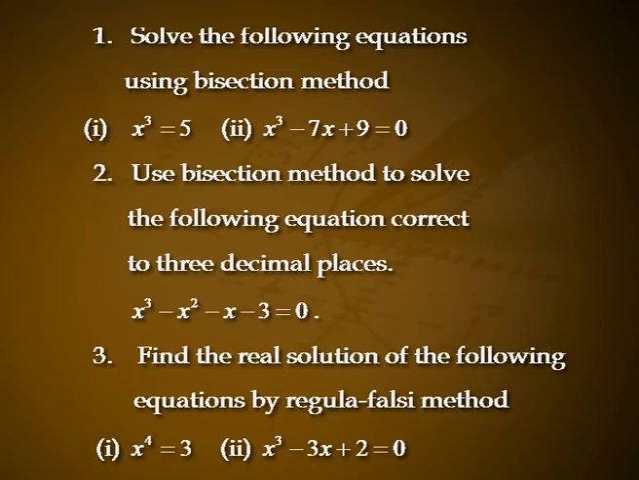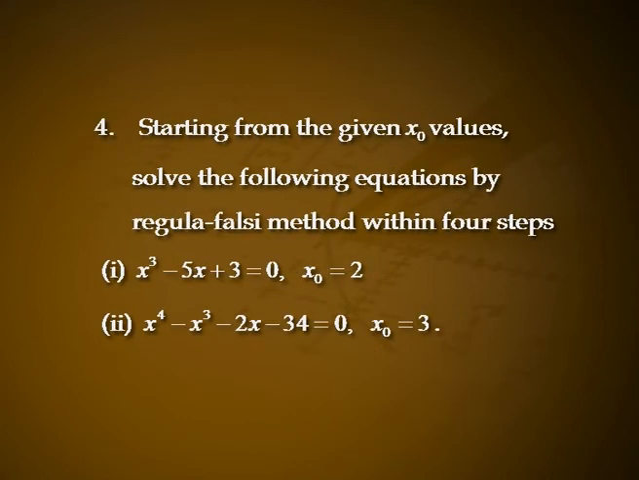Number 3. Find the real solution of the following equations by the Regula-Falsi method. 1. x raised to 4 equals 3. 2. x cubed minus 3x plus 2 equals 0. Number 4. Starting from the given x0 values, solve the following equations by the Regula-Falsi method within 4 steps. 1. x cubed minus 5x plus 3 equals 0 for x0 equal to 2. 2. x raised to 4 minus x cubed minus 2x minus 34 equals 0 for x0 equal to 3.